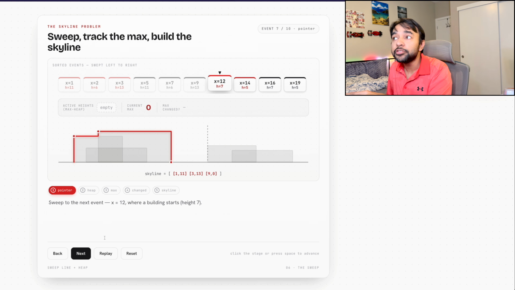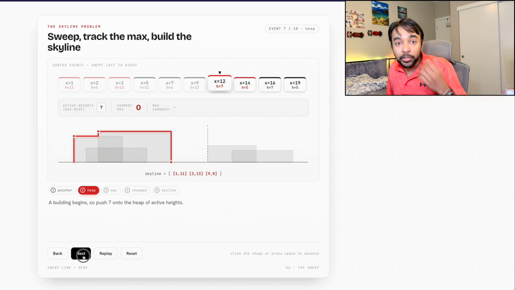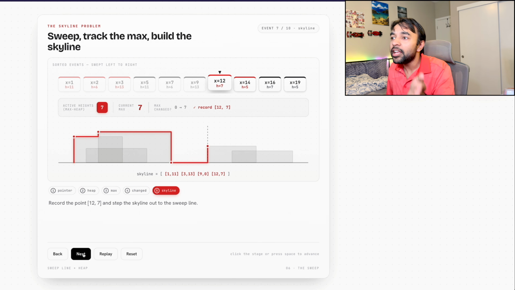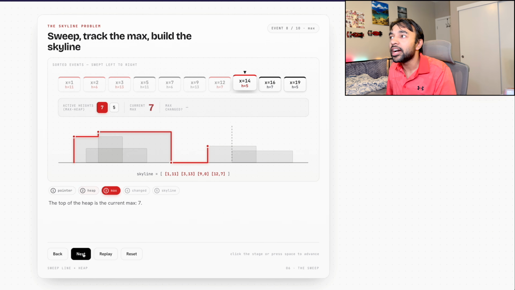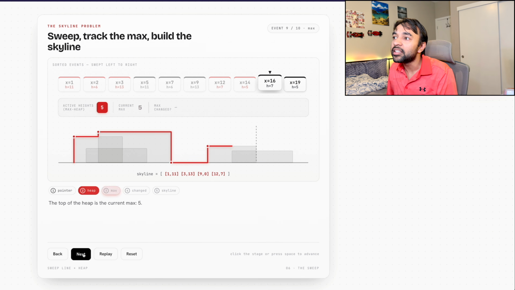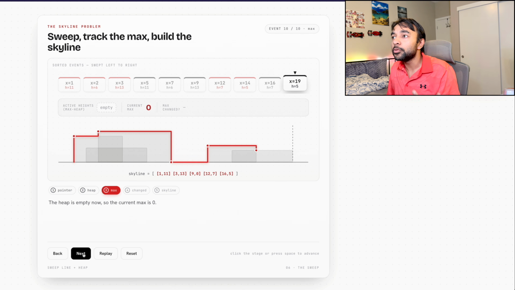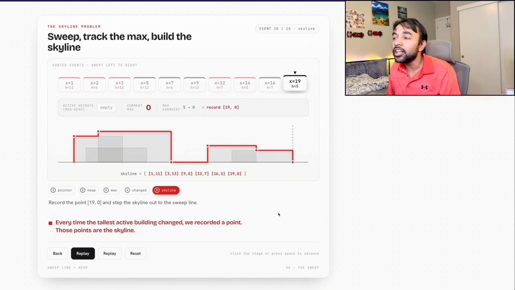Again, at x equals 12, you get a new event. You add this height to your heap. You're going to check what is the max. And then you are going to keep on proceeding the same way ahead until you get the complete skyline. At this final state, you get x equals 19. This building is also removed. Max changes, so you're going to record it. And this is the complete skyline.